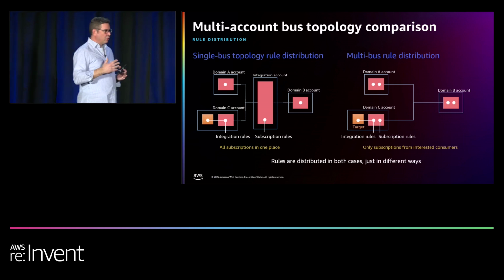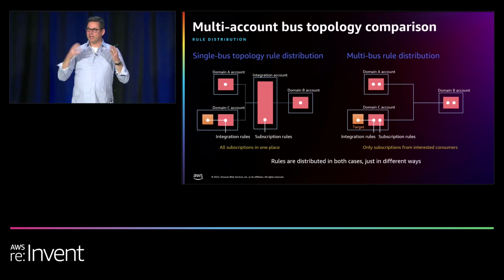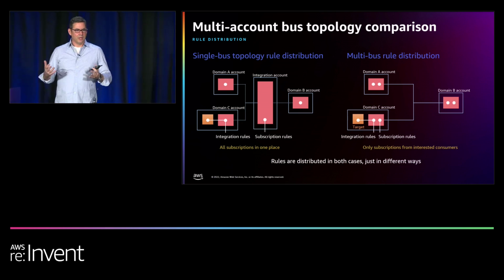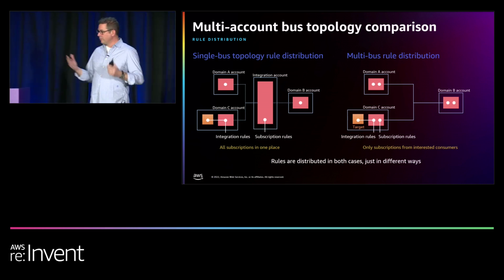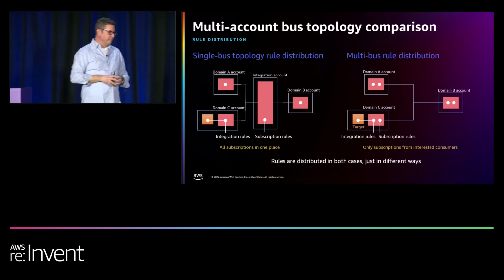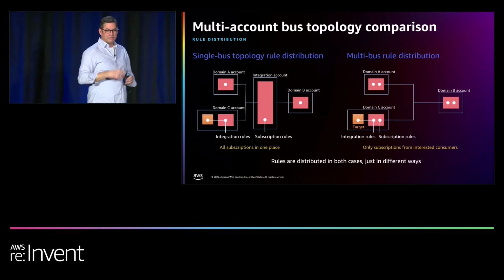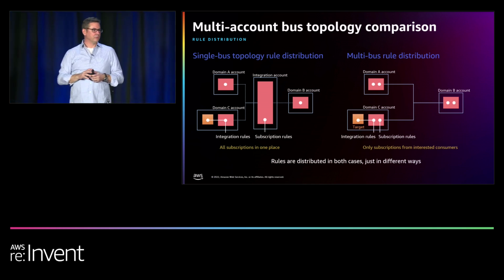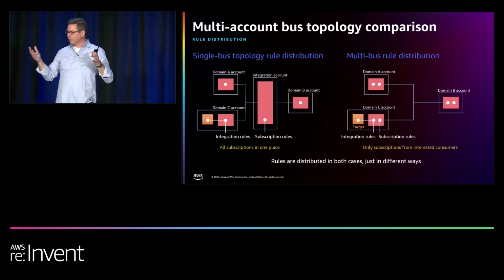Now, in a single bus topology, all of the subscriptions are on a single bus. That's actually not a bad thing, and we'll look at some strategies later on around how to make this easier, but you could look at the number of rules on your event bus and you've got everything in one place.